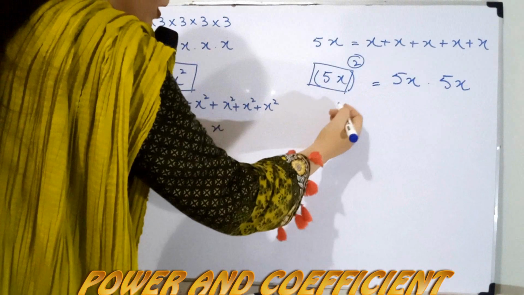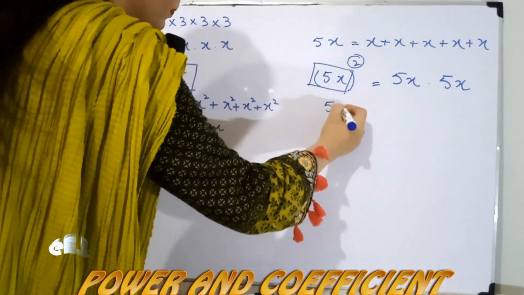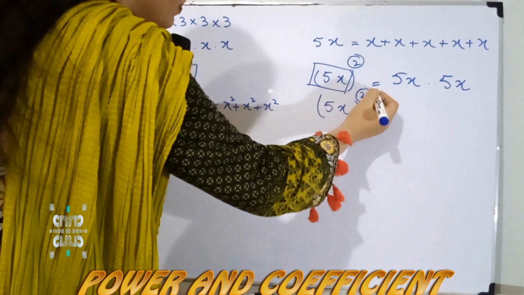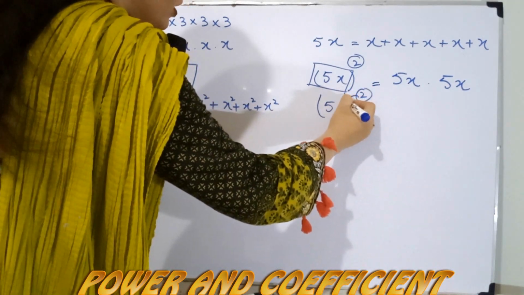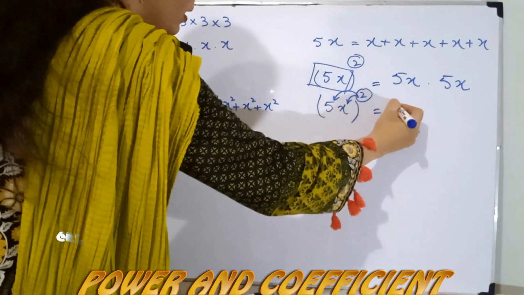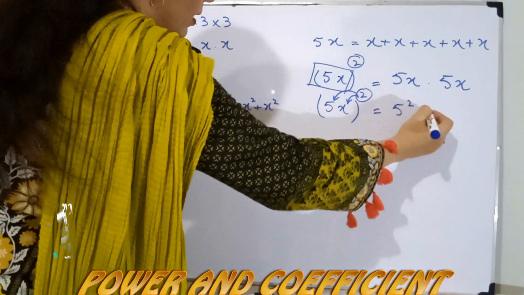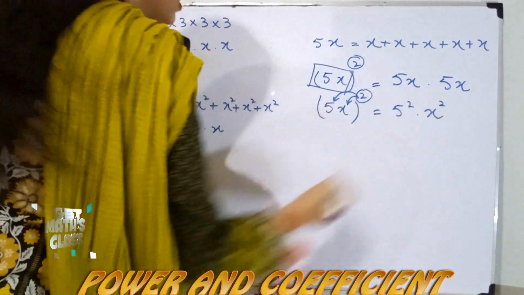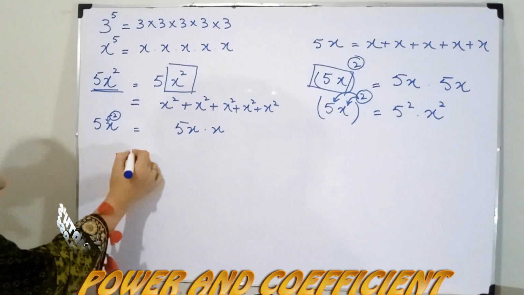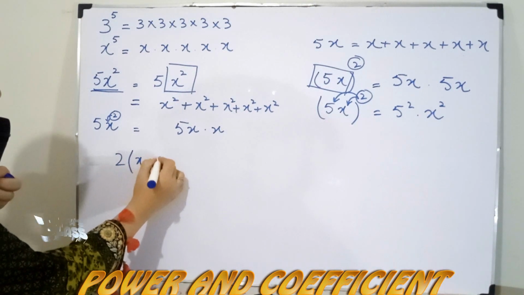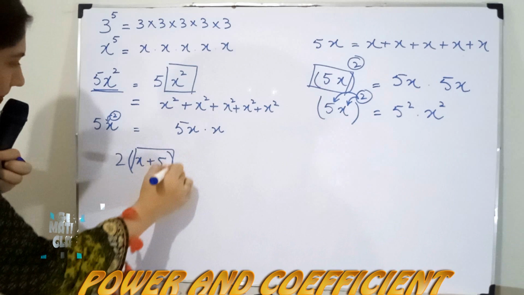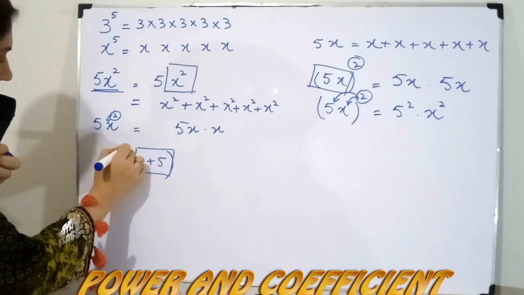This can also be written as, because this power is outside the bracket, this power can be distributed on x as well as on 5. So I can write 5 square into x square. Here another example is 2 into x plus 5. The number inside the bracket is considered as the basic number and 2 is considered as coefficient.